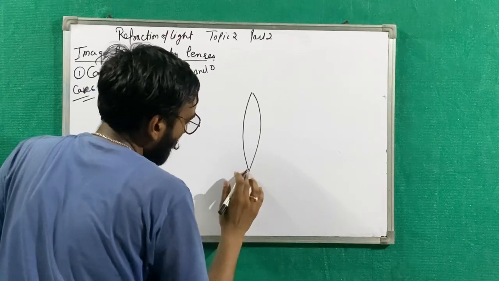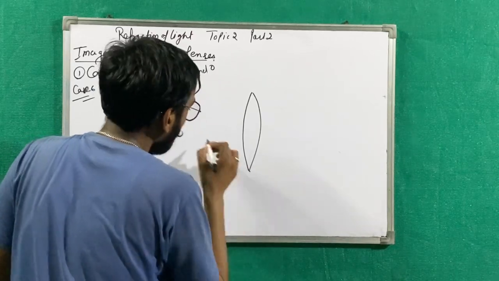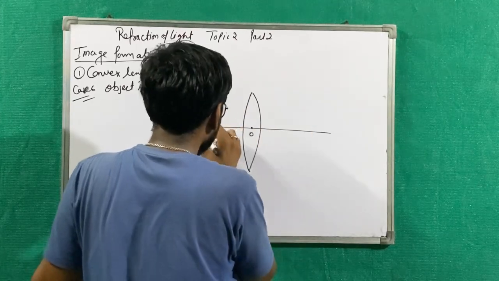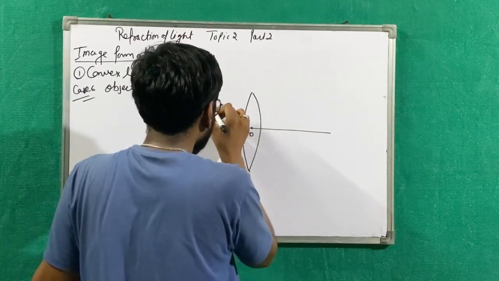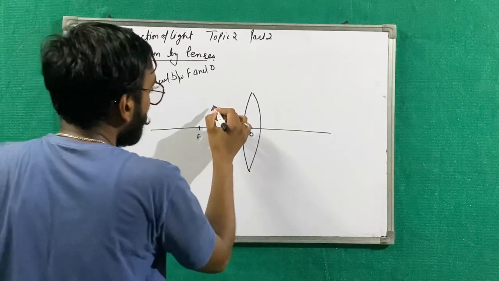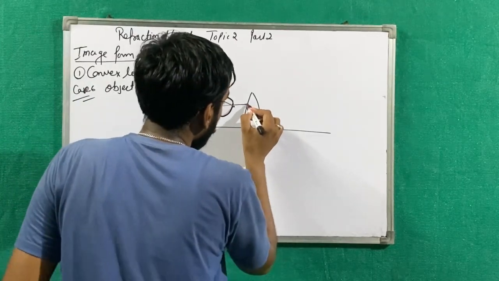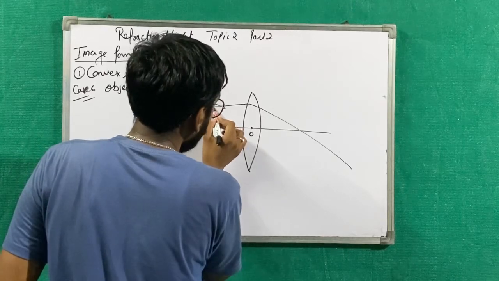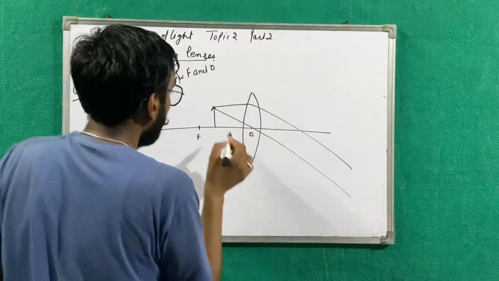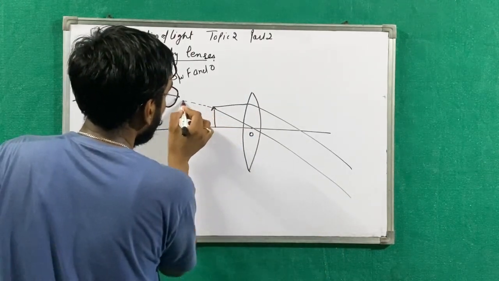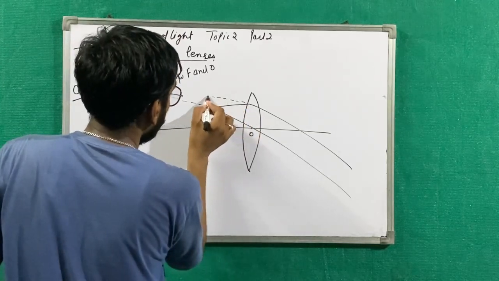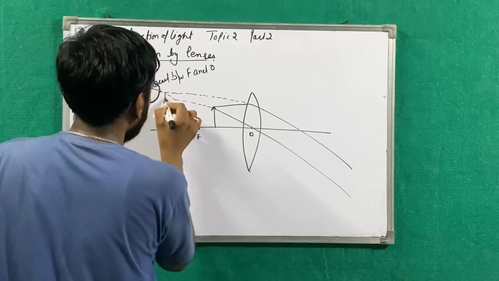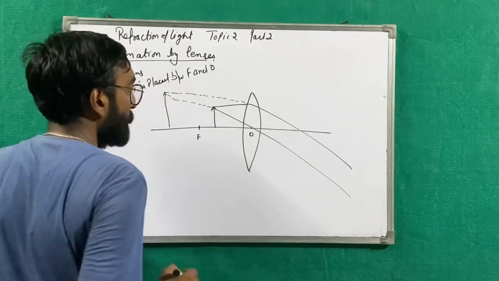A lens is there, and optical center, focus, and the object is placed in between them. So the first ray is coming and passing through focus, the second ray is coming and passing through optical center. They meet at a point where the image is formed.